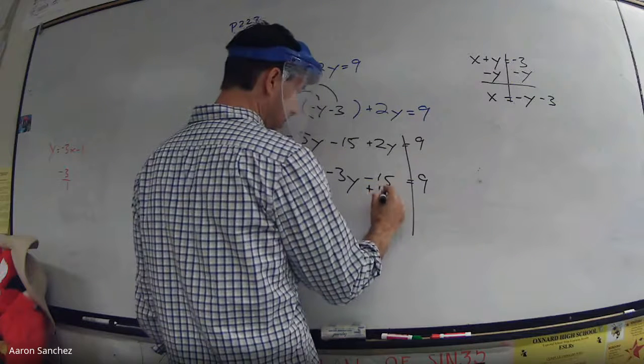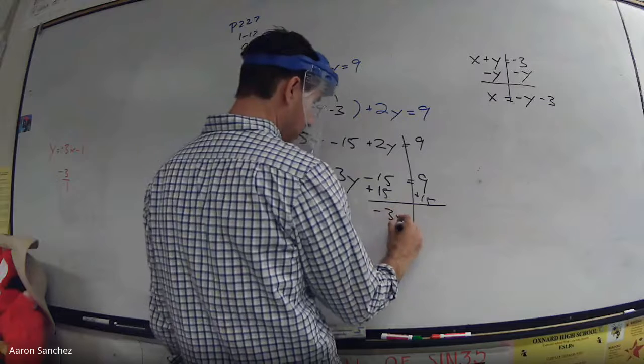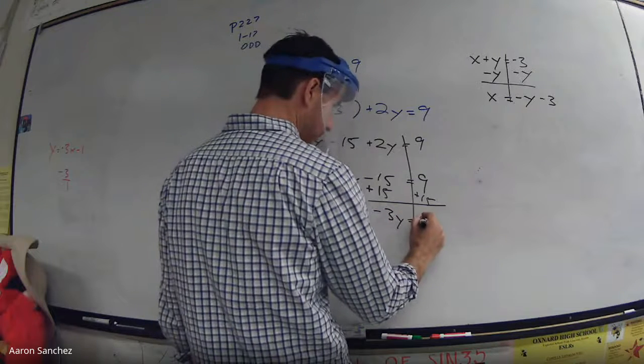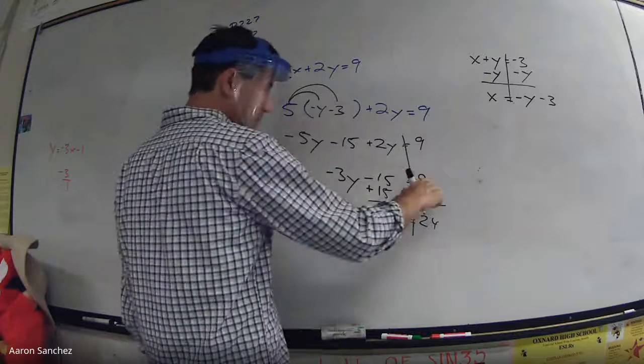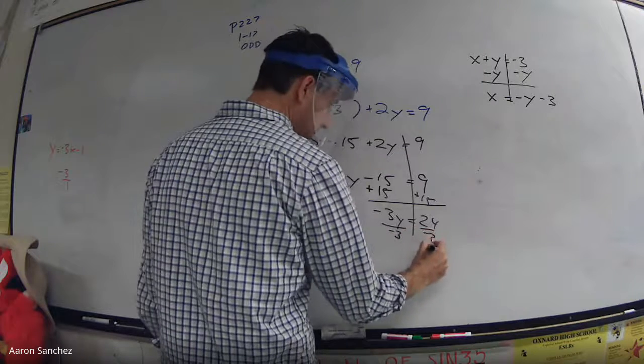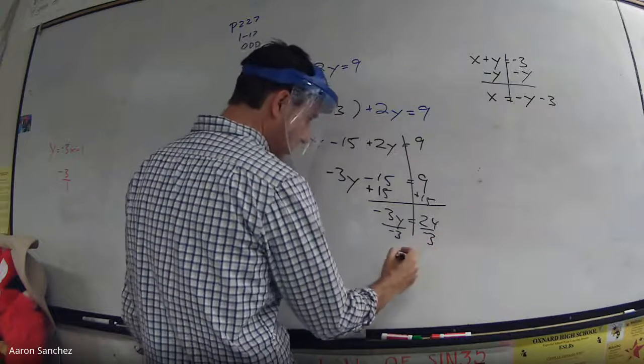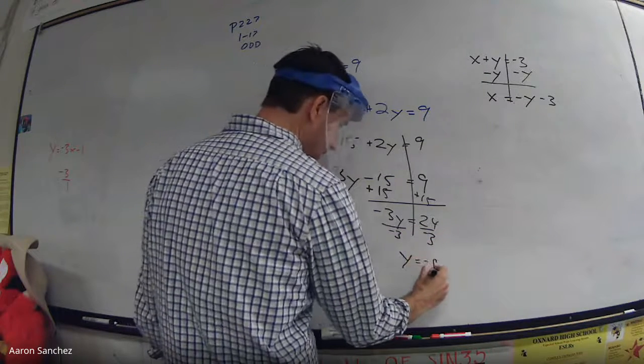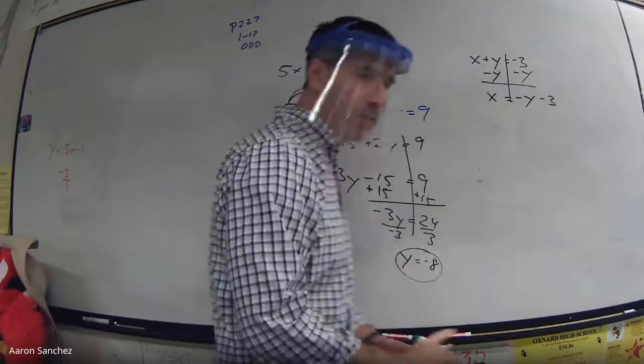Are you with me? I'm adding 15. Oh, I see the mistake now. I just got it right now. What was your mistake? I realized I was dividing a negative and a positive, so I forgot to put the negative sign. Very good. So negative 9 minus 15 is negative 24, divided by negative 3. I got negative 8. Raise your hand if you got negative 8.